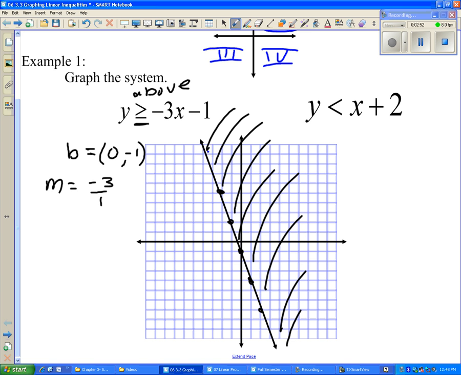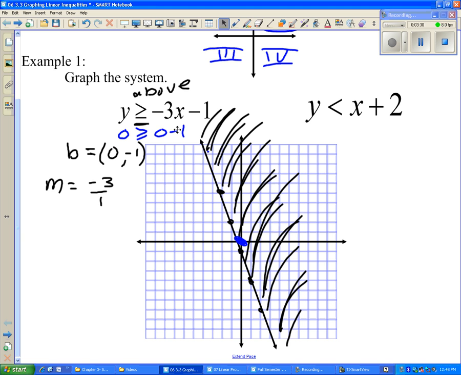If it's greater than or equal to, what do I shade? I shade above this, since greater than means above. If you don't remember that, you can always pick a point, and the easiest point to pick is the origin, 0, 0. If you plug in the point 0, 0, you get 0 is greater than or equal to negative 3 times 0 minus 1. Is 0 greater than or equal to negative 1? Yes. So this point is in the correct region, so I want to shade this side of it. So this is the region that I want, and that's my first inequality.